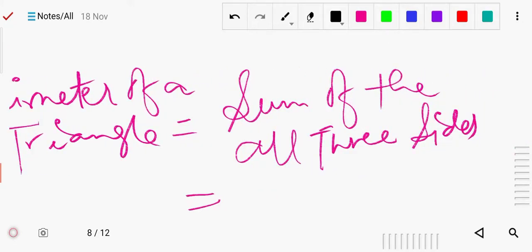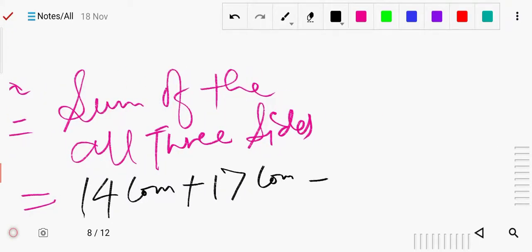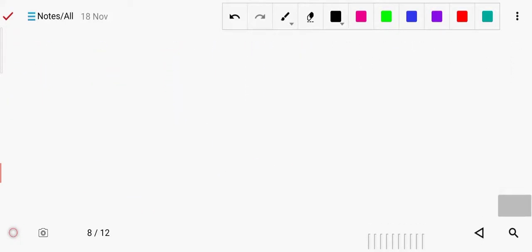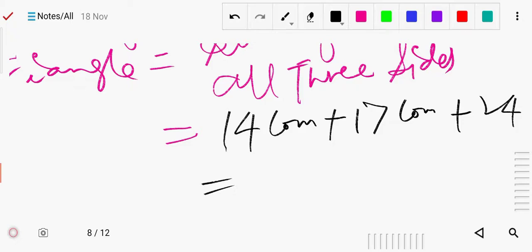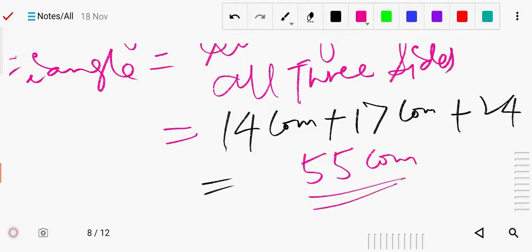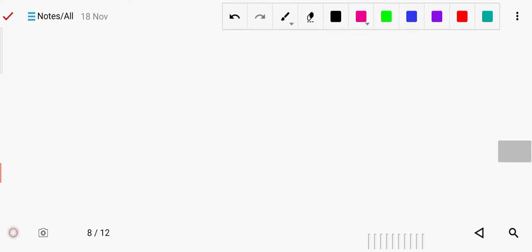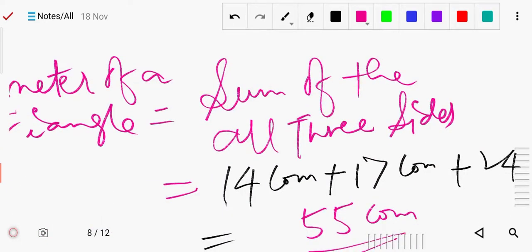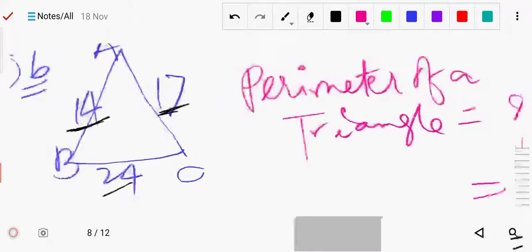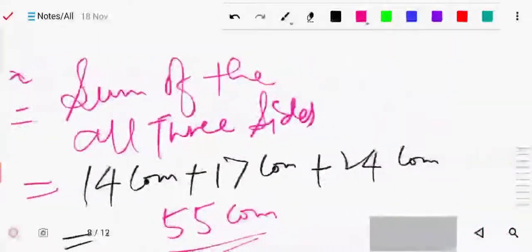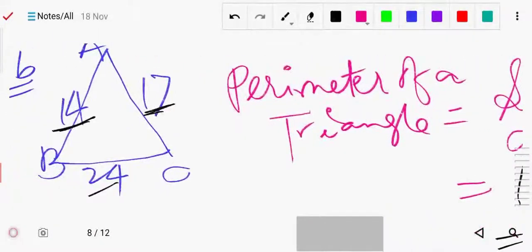So you can add like this. So you can write 14 centimeter plus 17 centimeter plus 24 centimeter. Now you can add. So after adding, what will be the value? So it will be 55 centimeter. So the perimeter of this triangle is 55 centimeter. Okay, so likewise you have to do, see how we have done this. The perimeter of a triangle is the sum of all three sides, and then we have added and we got the answer.